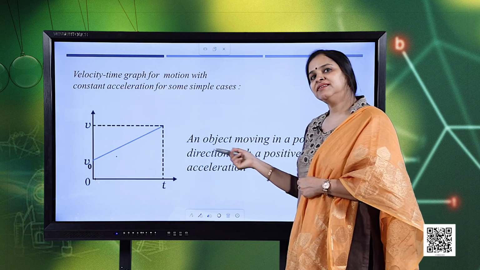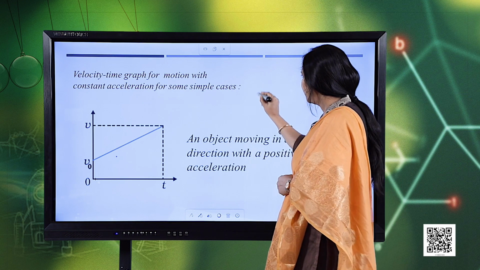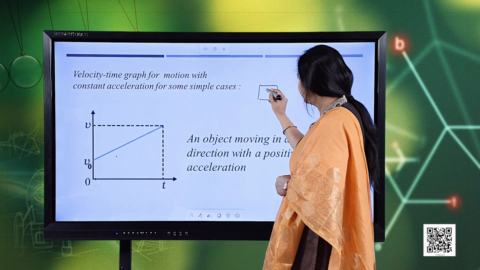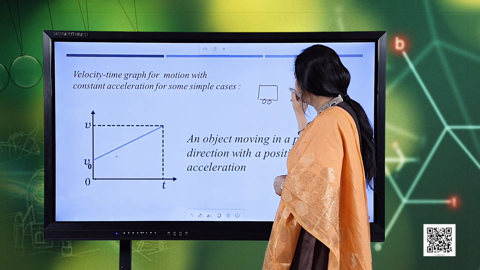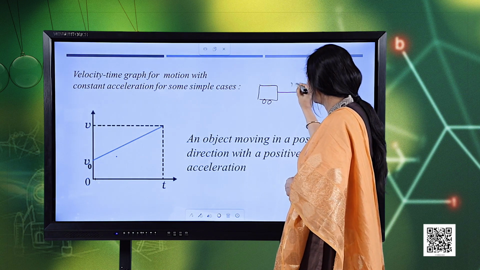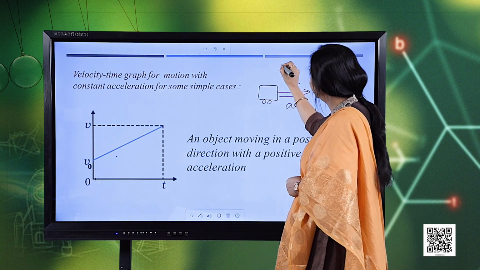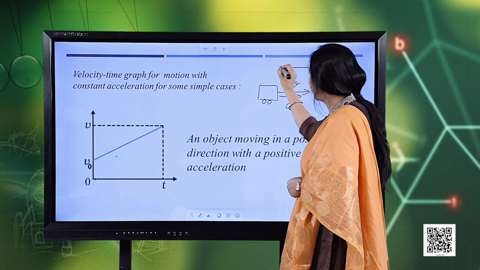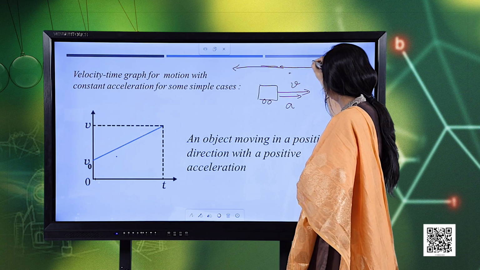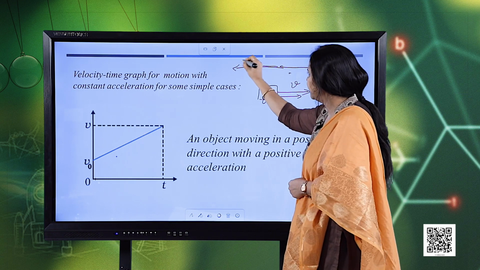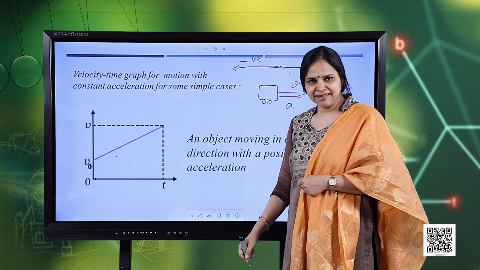As we discussed in the previous session, an example is a bus, which is moving in a positive direction with a positive acceleration. We consider the reference frame such that the rightward direction is considered positive and the left direction is considered negative.